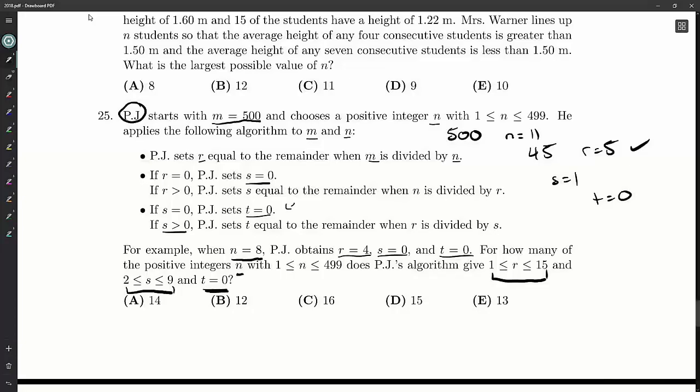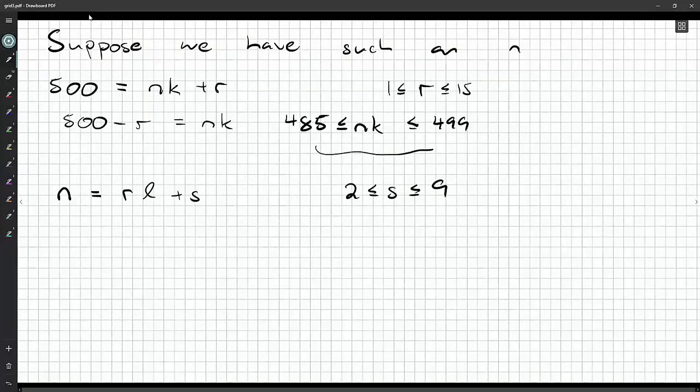2 and 9. Okay, and R is between 1 and 15. Now, the issue here is that I don't know what n is. So where this 500 worked out really nicely, I have no idea what n is. But I suppose we could say RL is less than or equal to n minus 2, and greater than or equal to n minus 9.